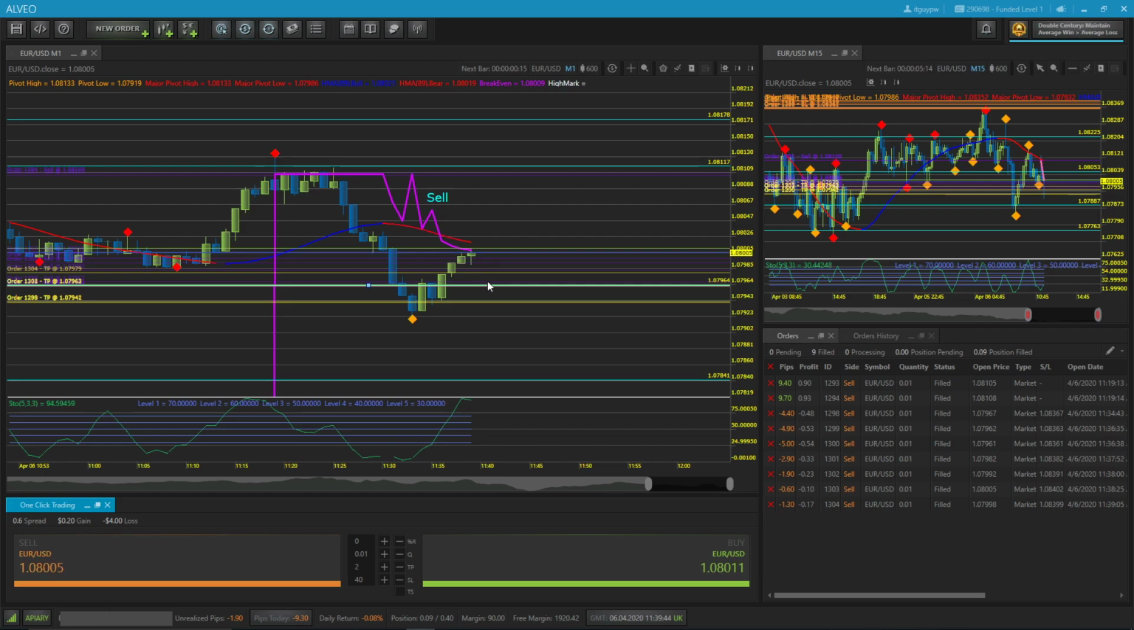Would be nice if it'd come back down and get some of these 2 pip profits though as it goes up, kind of come down, bounce, come down, bounce, come down, bounce. But we'll see. The market has a mind of its own.